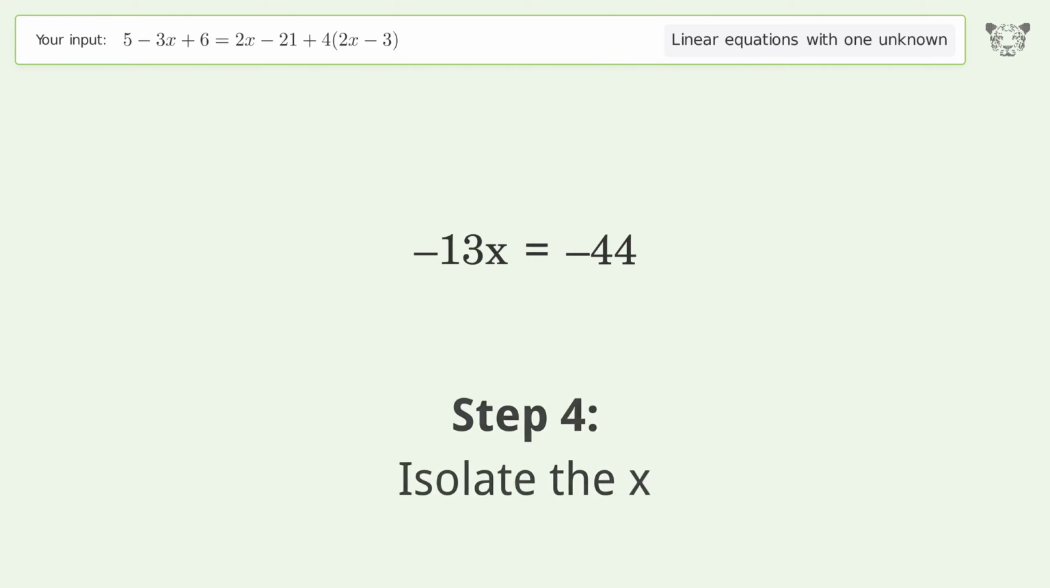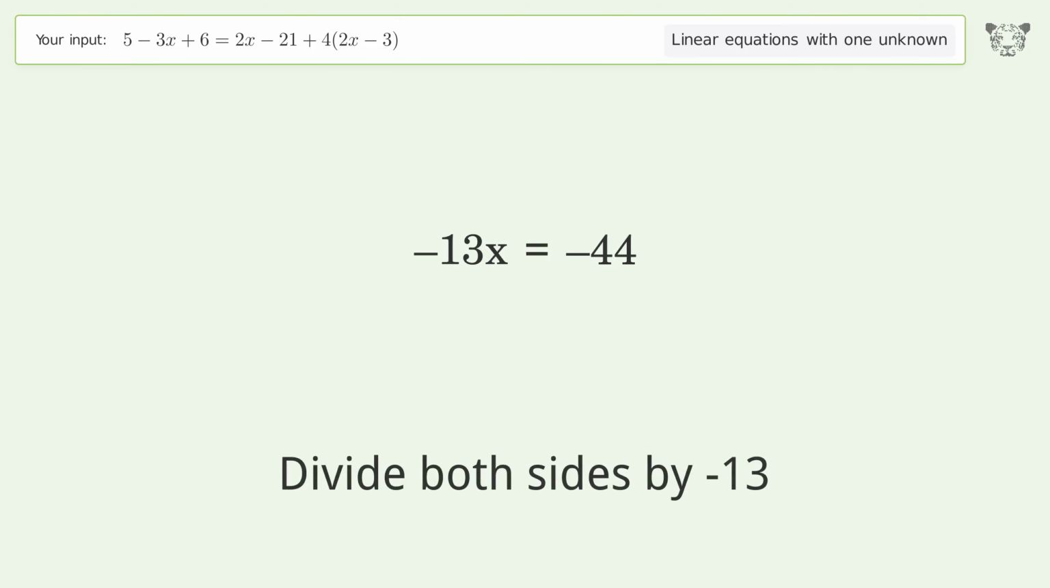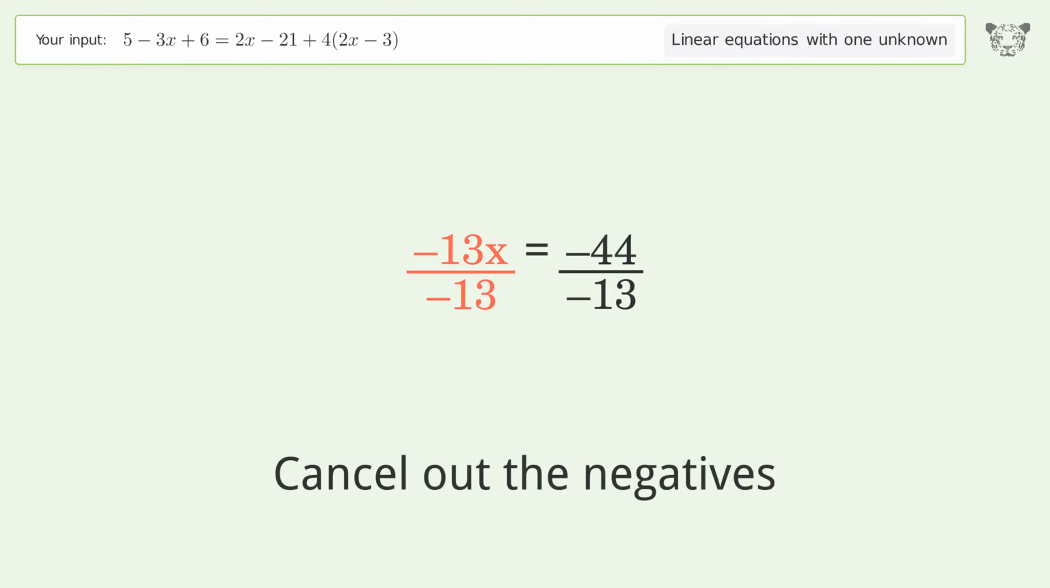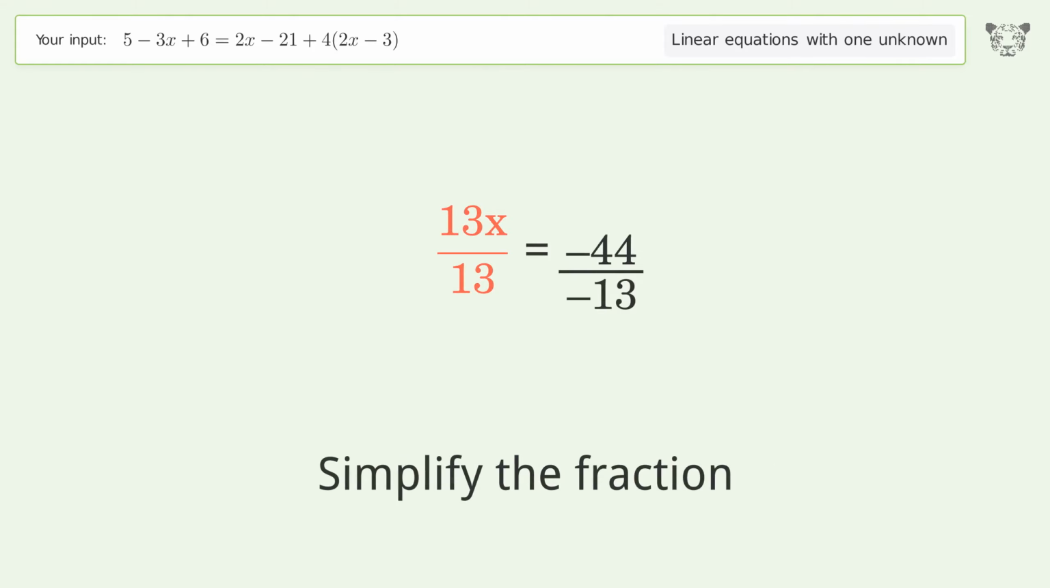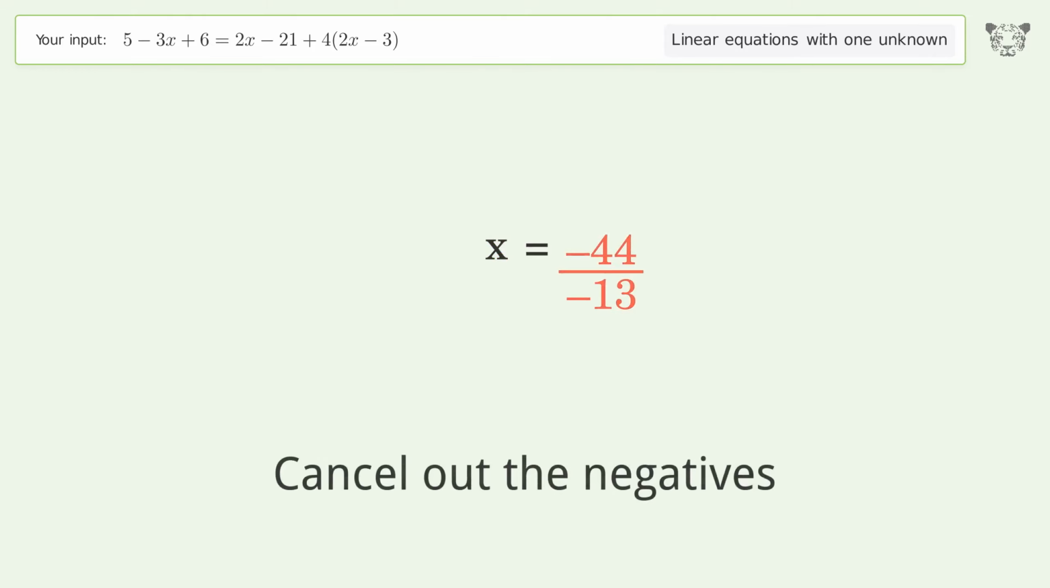Isolate the x. Divide both sides by -13. Cancel out the negatives. Simplify the fraction. Cancel out the negatives.